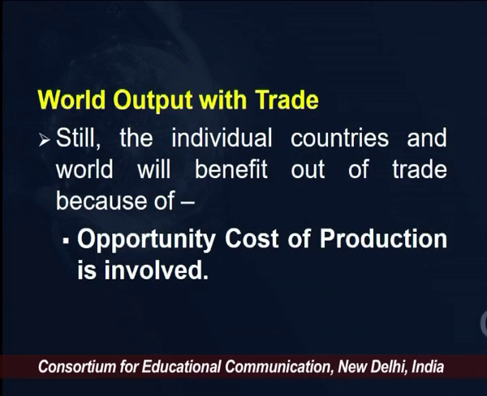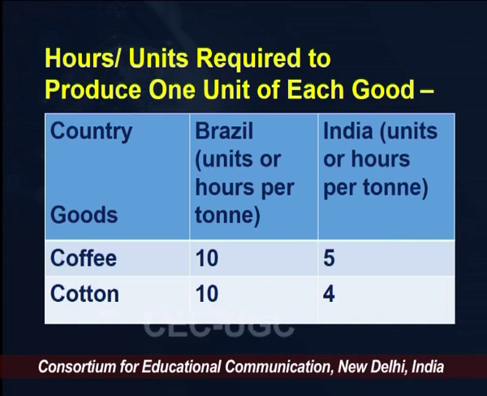Still, the individual countries and the world will benefit from trade because of the opportunity cost of production involved. Ricardo introduced this concept of opportunity cost of production, and this will be the deciding factor of which country will trade what with the other country. Now again I am showing this table, so it registers in your mind how many units are required for production of which commodity by each country.